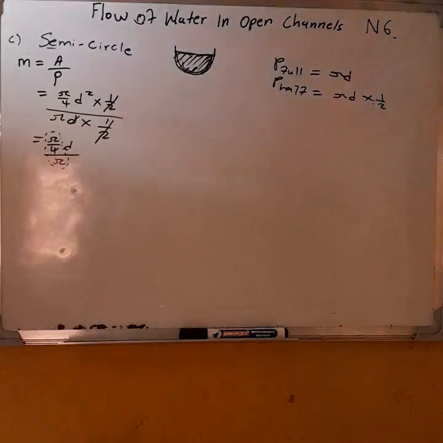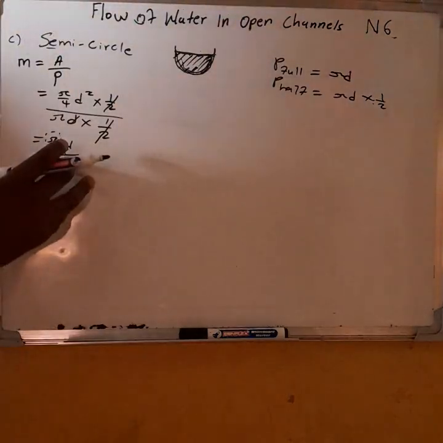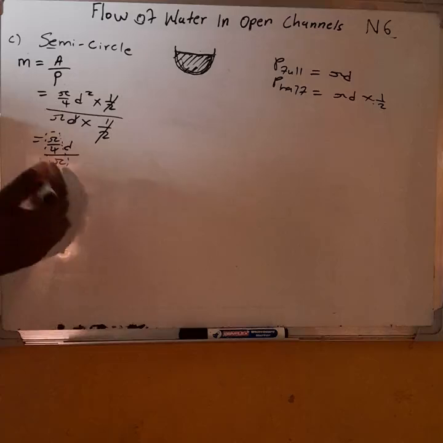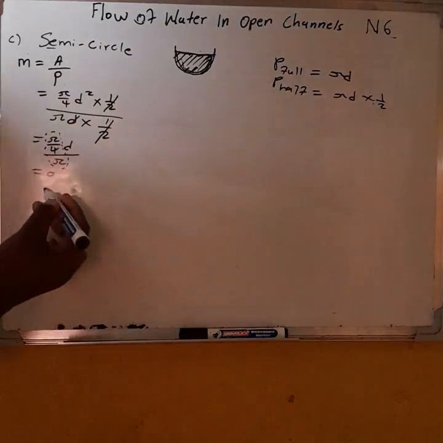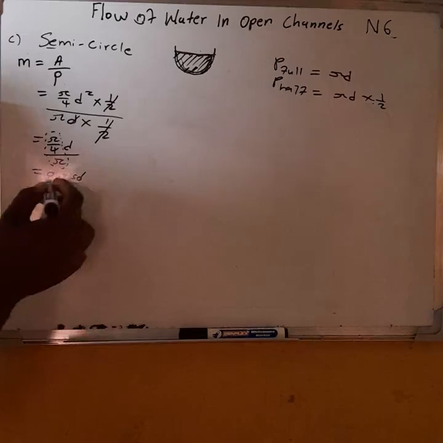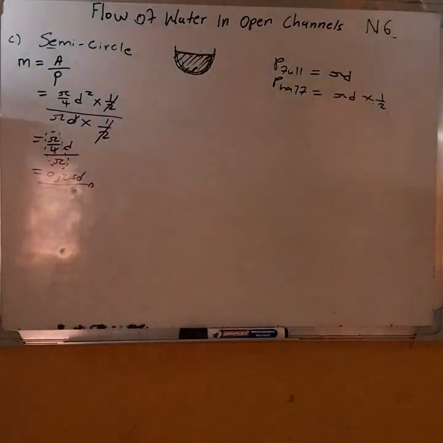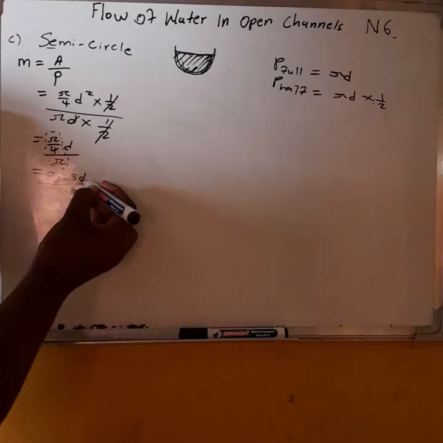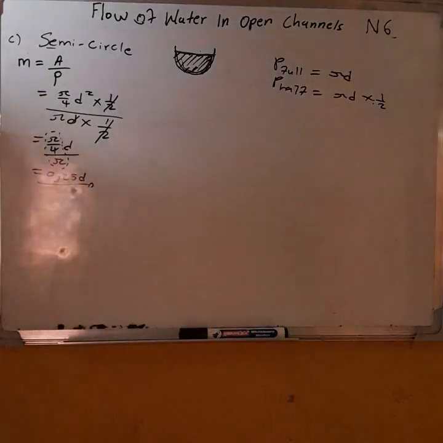Punch that on your calculator, right? As you punch that on your calculator, you're supposed to get 0.25d, right? This is m. That means it's 0.25d, in terms of the m, hydraulic mean depth.